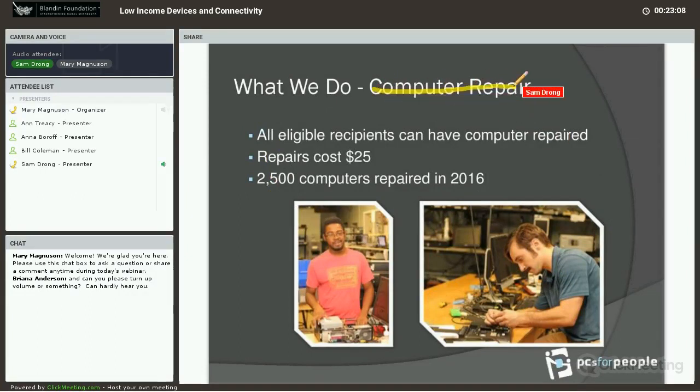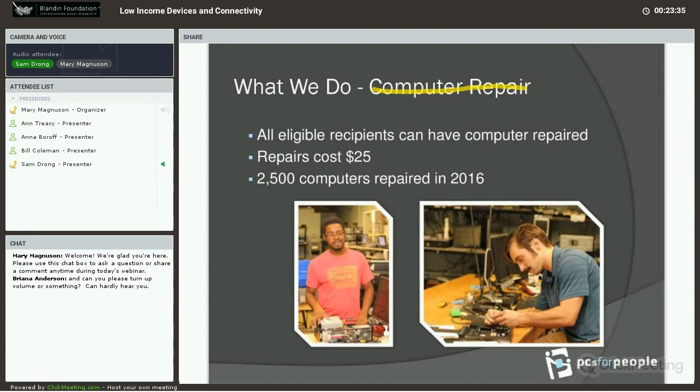Computer repair is an important piece of what we do. It's not a very glamorous piece of what we do, but for the people who really are struggling to pay for equipment, getting it repaired is even more difficult. So even some families are able to maybe originally purchase the computer from Best Buy or something to that effect, or some other more established retail channels.